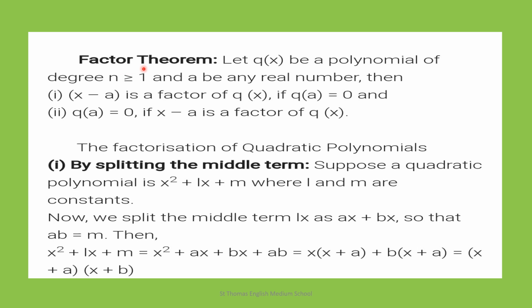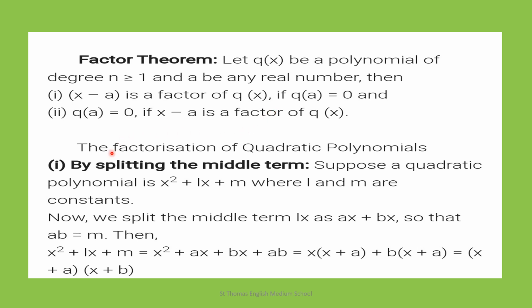Next, we will move to the factor theorem. Let q of x be a polynomial of degree n greater than or equal to 1 and let a be any real number, then x minus a is a factor of q of x if q of a equal to 0, and q of a equal to 0 if x minus a is a factor of q of x. That is, if q of a equal to 0, then x minus a is a factor of q of x.